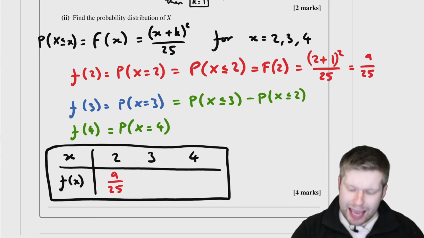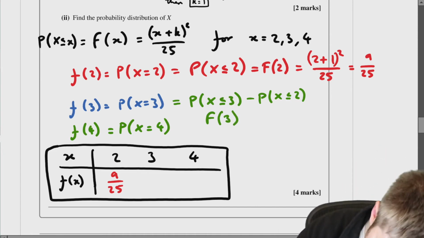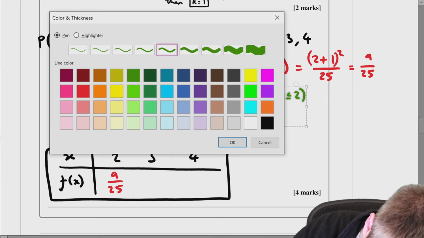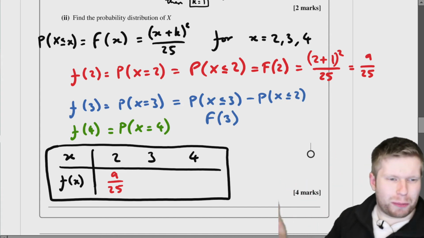I just simply stick in f of whatever value I'm after. So in this case, I'm after f of 3. I don't know why I'm doing this in green, by the way, but I'm going to change this very quickly to blue. Okay, so let's change it to blue. That makes sense, I'm doing the probability in blue.